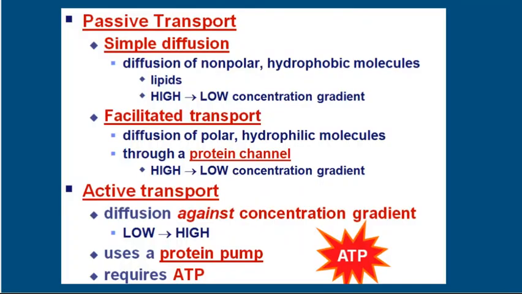Again, another really good summary showing that simple diffusion is for nonpolar, hydrophobic things, small things. They go from high to low. Facilitated is going to help those bigger things, maybe hydrophilic things, things that are polar, still high to low, but we're going to use a protein. And then active here is we're going low to high, definitely using a protein that's going to pump some things, and it's going to require your cell to use up ATP.